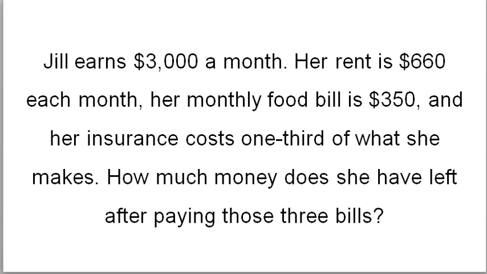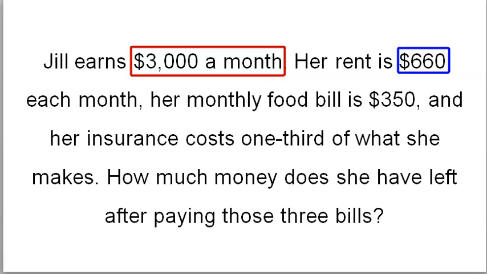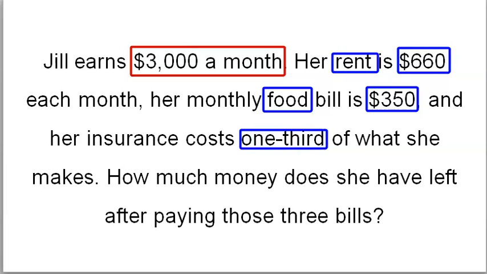All right, so big thing. Jill has $3,000 when she starts the month. And then she has to pay $660 for her rent. And then for food, she's going to pay $350. And then insurance costs one-third of her monthly amount that she makes. So I'm going to put this in red, of what she makes, because I want you to think about one-third of what she makes.